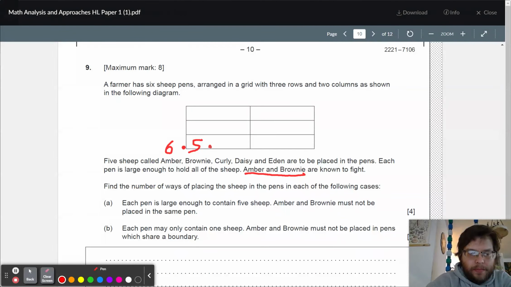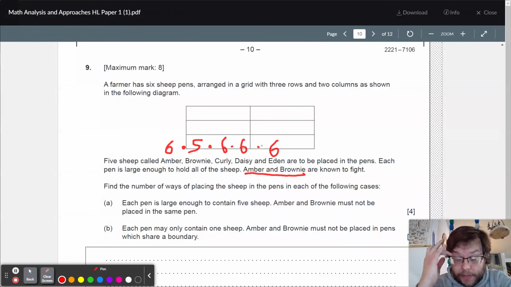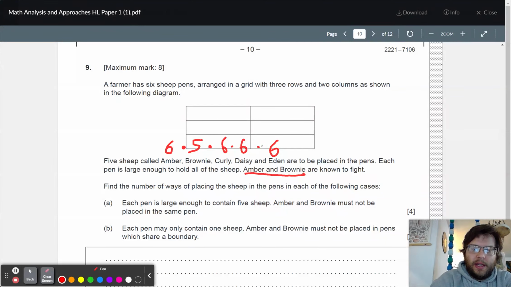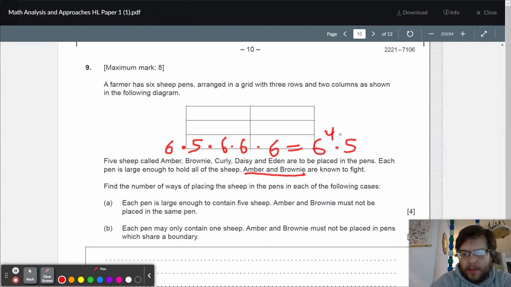What about Curly? Think about it for a second. Curly could hang out with Amber, Curly could hang out with Brownie, or Curly could get their own pen. And Daisy could get their own pen, and Eden could get their own pen. And really, I think that's about it. That we've got essentially 4 sheep can be placed wherever they want, and 1 sheep can't be placed with one of the other ones. So they have 5 other options.